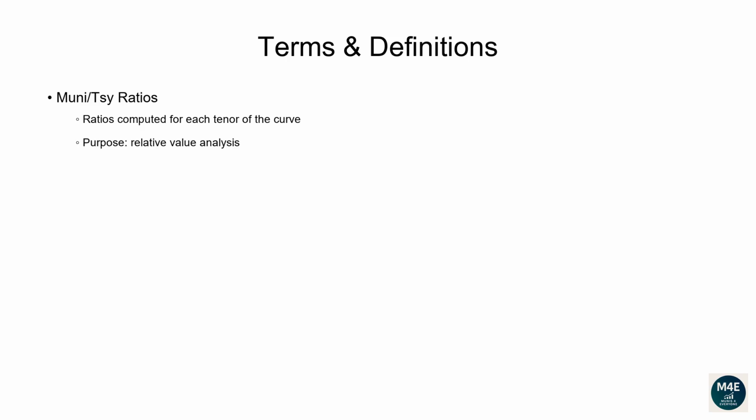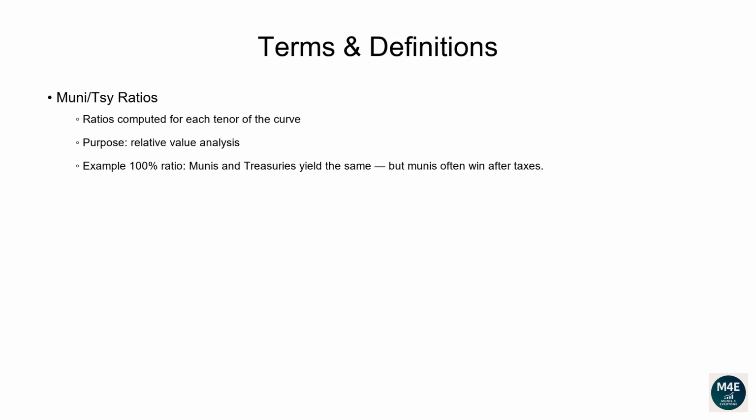Why do we compute ratios? They are one way portfolio managers and traders measure the relative value between municipal bonds and Treasuries. Treasuries are the risk-free benchmark, backed by the US government. Munis are obligations issued mostly by states and cities. Therefore, professionals want to know, am I getting enough extra yield in Munis compared to risk-free Treasuries?